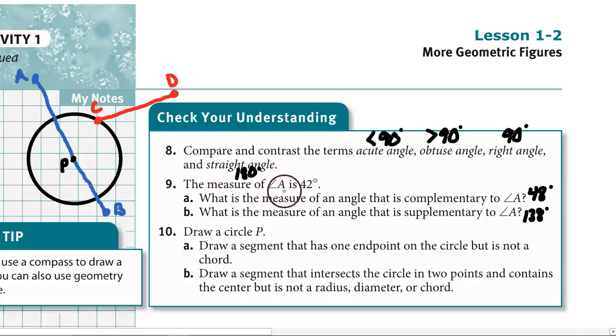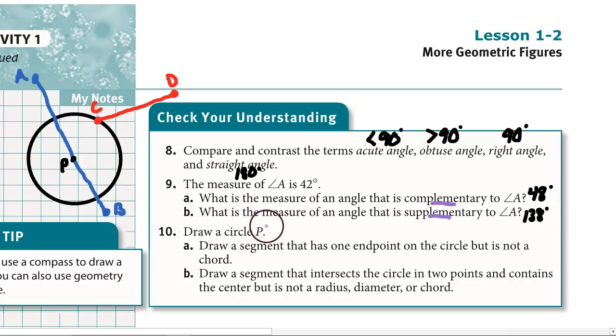Number 9, the measure of angle A is 42 degrees. What is the measure of an angle that's complementary to angle A? Complementary angles add up to 90, so 42 plus what number makes 90, and the result is 48 degrees. Question B, what is the measure of an angle that is supplementary to angle A? Supplementary angles add up to 180, so 42 plus what number makes 180, and the result is 138 degrees.